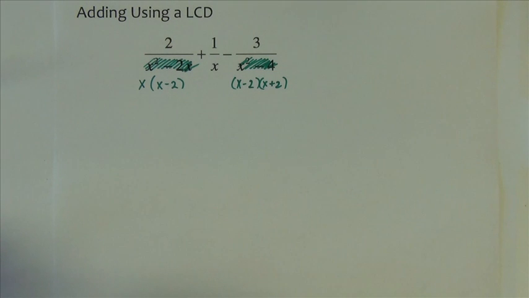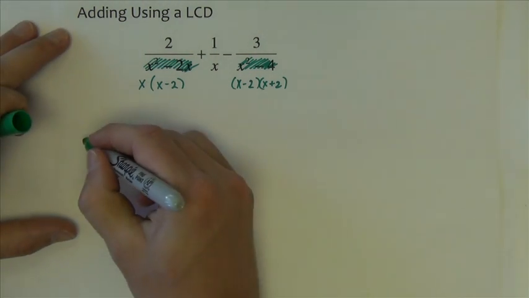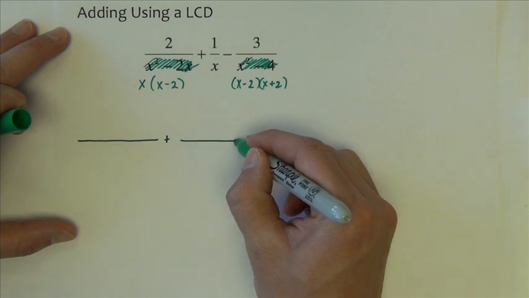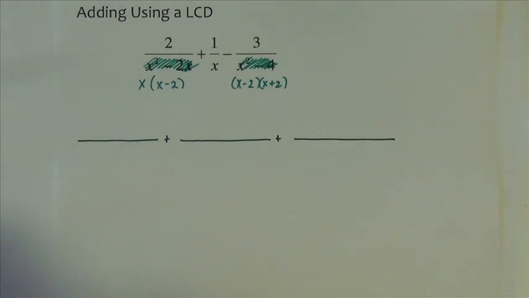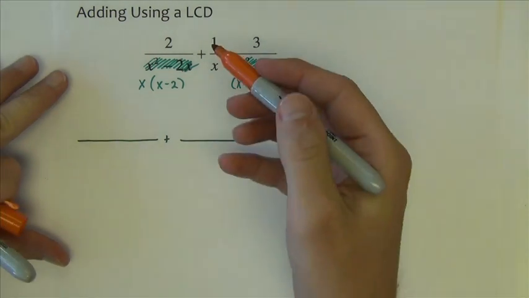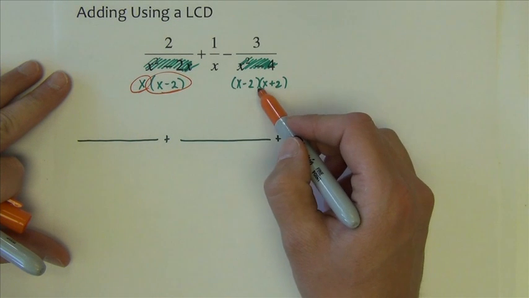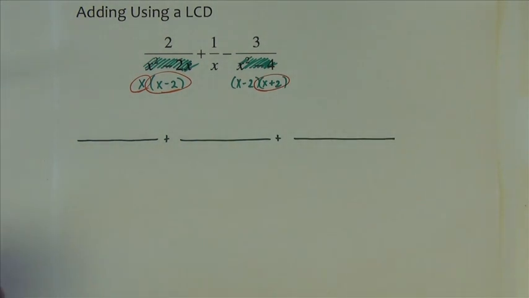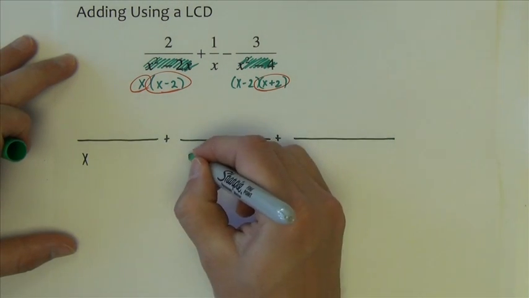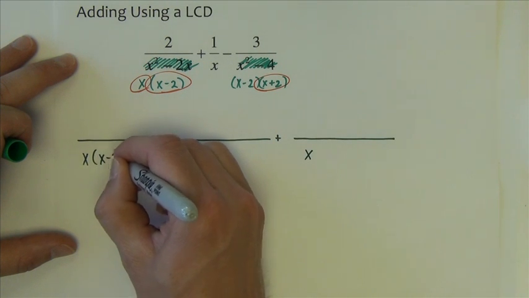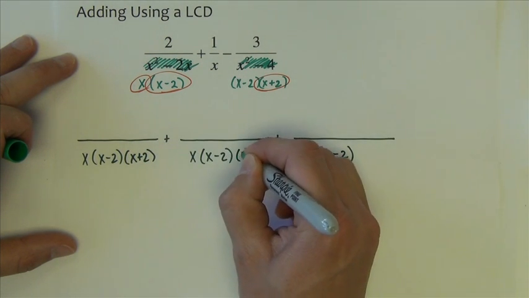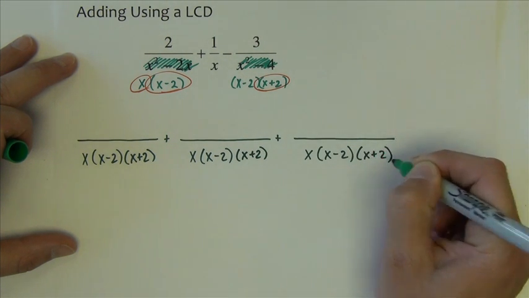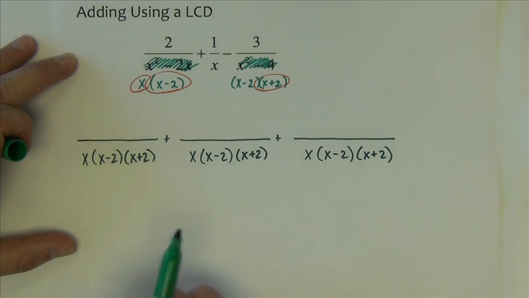Okay, so now what I need are common denominators between these fractions. There are three fractions. They have to have the same denominator underneath all of them. So all the denominators have to have one of everything that we see. All the denominators are going to have an x. All of them are going to have an x minus 2. And all of them are going to have an x plus 2. If I see it like this, all the fractions have a common denominator.